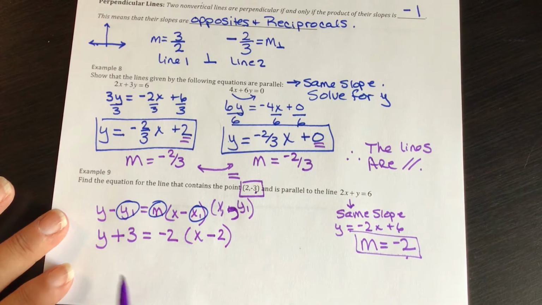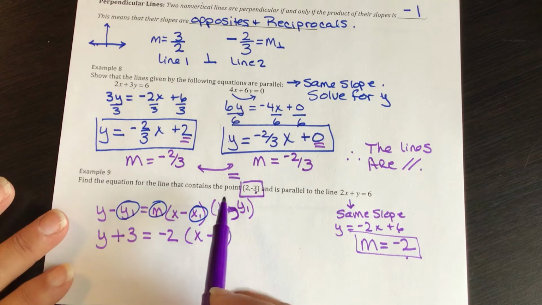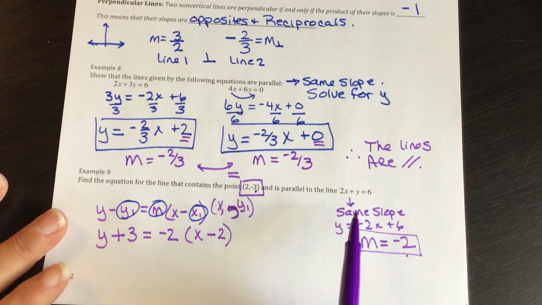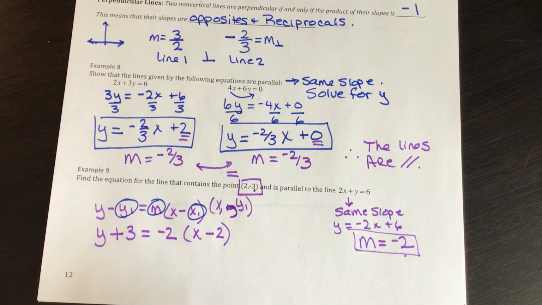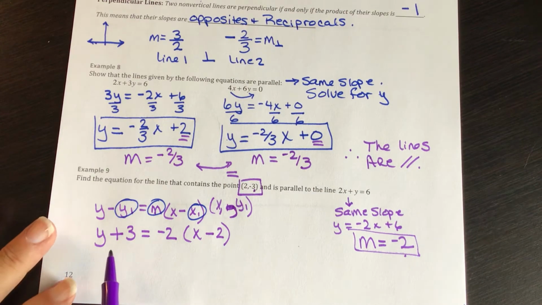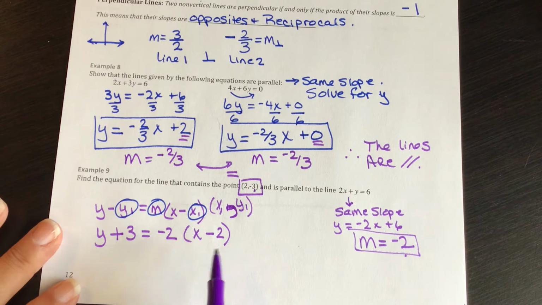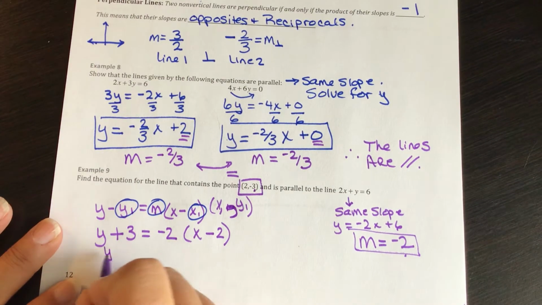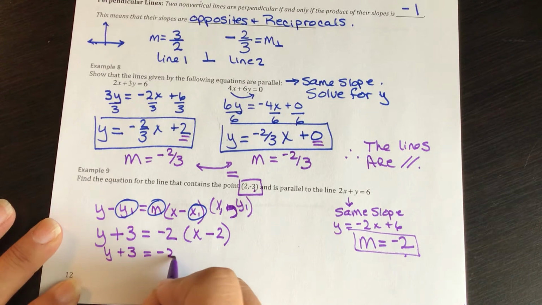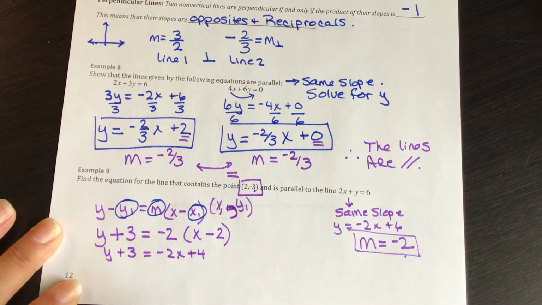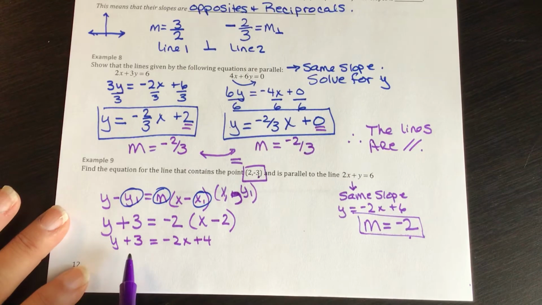And I'm going to simplify this, and it doesn't tell me how I'm going to write the equation of the line. What's my ending equation going to look like? Usually if it doesn't tell us, we put it in standard form. So to put it in standard form, I'm going to get x and y on the same side and the constant on the right side. So if I distribute, I have y plus 3 is negative 2x plus 4, as I'm distributing here.